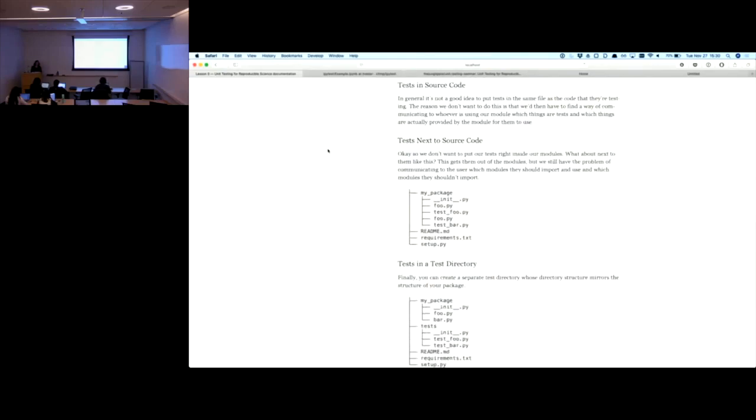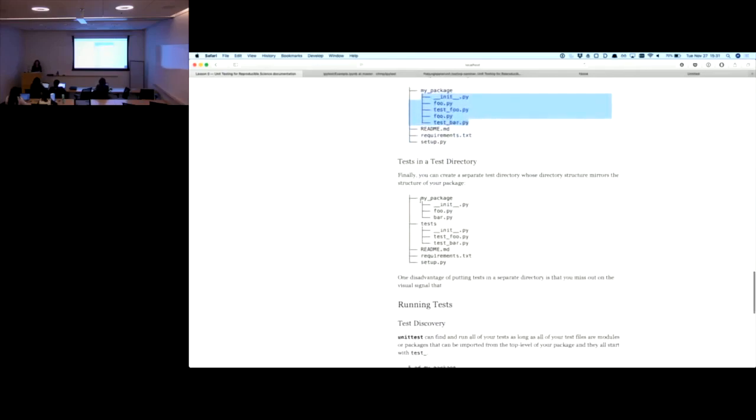The same thing applies to putting test code in files next to your modules. We still have this problem that if someone imports my package, they could say from my package import test foo. They don't care, they don't need our tests. I need to be able to import my tests because I need to run them, but this is not something we want to expose to a user.